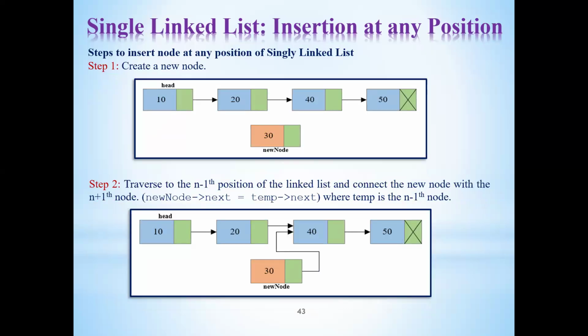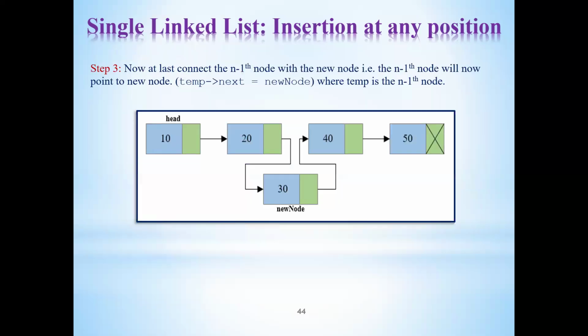Now, to insert a node at any position, that is also okay. If I want to insert 30 after 20, that is possible. Only two-pointer adjustment is required. The node which has 20, its next should point to the node which has data 30. The 30 next field should point to the node which has data 40. So only two-pointer adjustment is required. Traverse to the n minus 1th position and connect the new node with the n plus 1th node. Keep the temp pointer in the n minus 1th node.